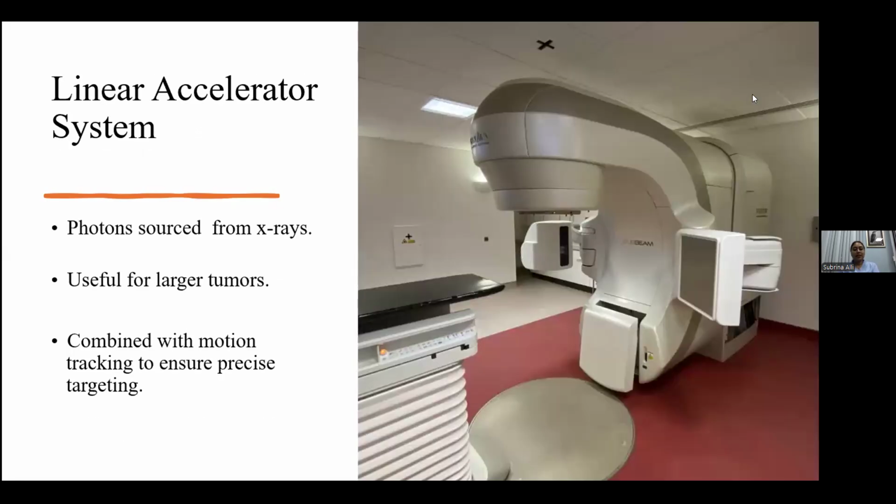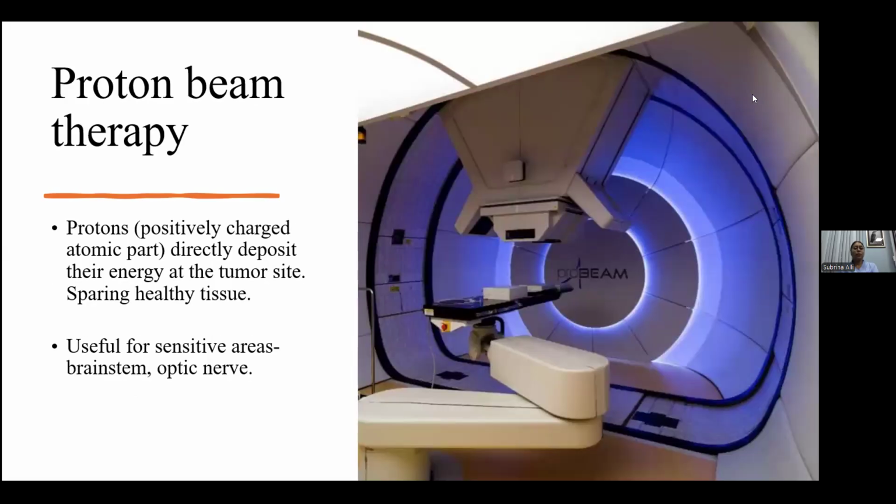The linear accelerator system's source is X-rays rather than the cobalt-60 of my previous Gamma Knife. It is more useful for larger tumors, and it's combined with motion tracking, so we have precise targeting as well. And our proton beam therapy, as we know, protons are positively charged, so they directly deposit their energy at the tumor site, and it spares the healthy tissue, which is extremely useful for sensitive areas such as our brainstem and optic nerve when we want to treat tumors located there.